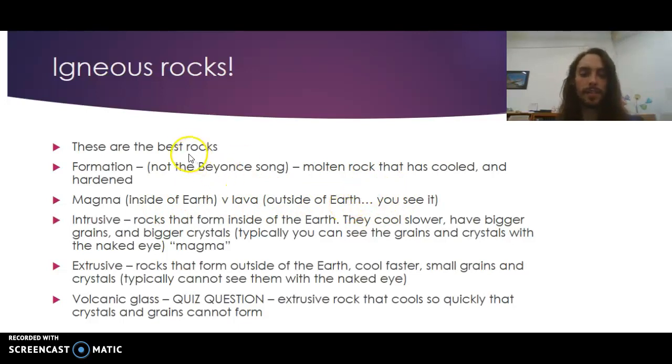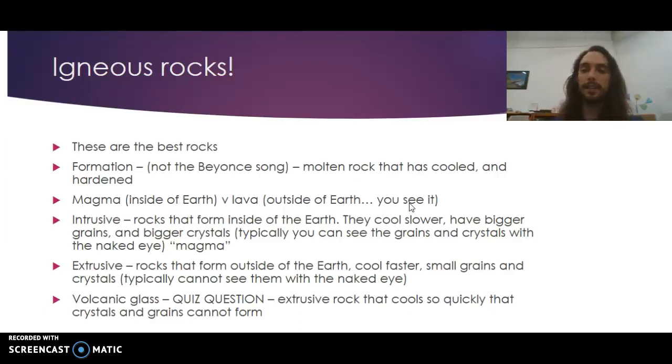So then we've got the distinction of intrusive versus extrusive. So intrusive rocks, if you know what intrusive means, in is the prefix for that. So they are rocks that form inside of the earth. So intrusive, inside. Remember that. What happens then is they cool much, much more slowly than extrusive, which means they have bigger grains. So the quicker they cool, the smaller the grains.